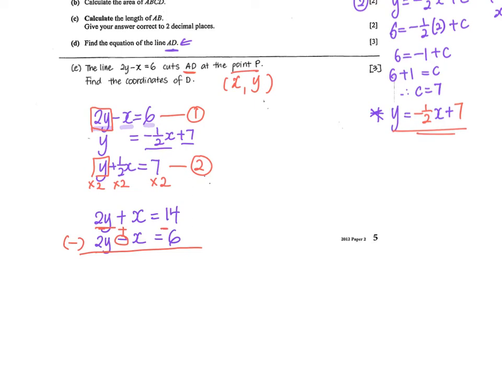So now I have x plus x to give me 2x. 14 plus 6 will give me 20. Therefore, x will now be 10. That means in my coordinate for point P, x is now the number 10. Okay?